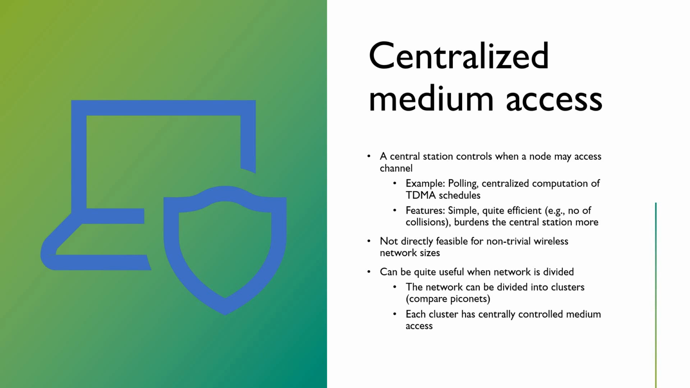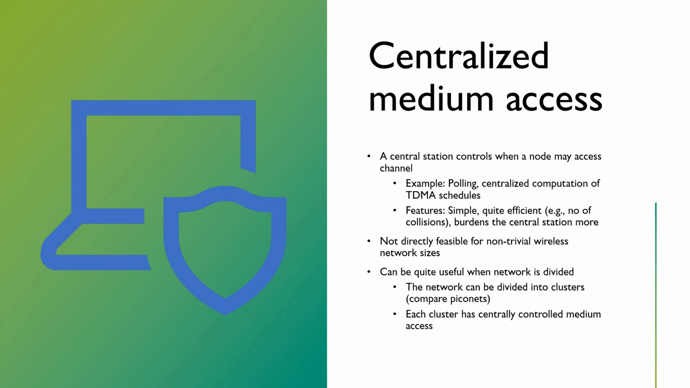Okay, so it can be quite useful when the network is divided into clusters. So if I can divide the large network into some smaller sub networks or clusters, and let's say assign a central station for each of those clusters, then maybe the central station can handle the load. Okay, so it can also be compared with piconets, right? If you remember piconets of Bluetooth networks, there were about 8 stations in a piconet, right? So that sort of small network with only 8 stations can be used to apply the centralized medium access.